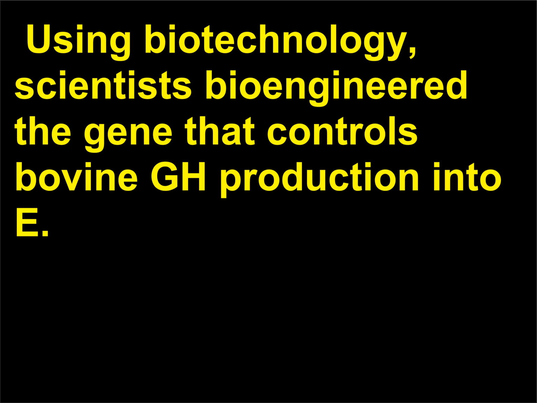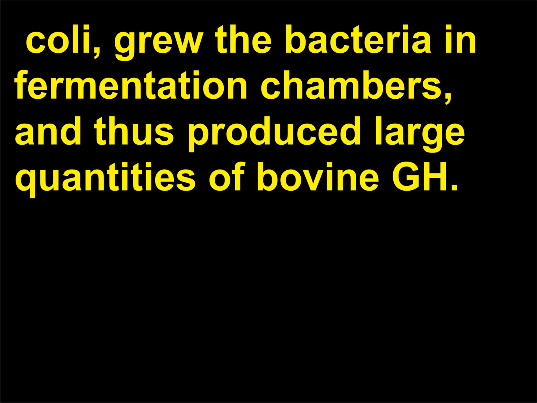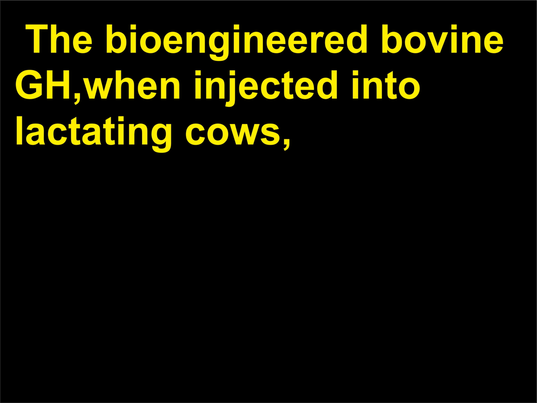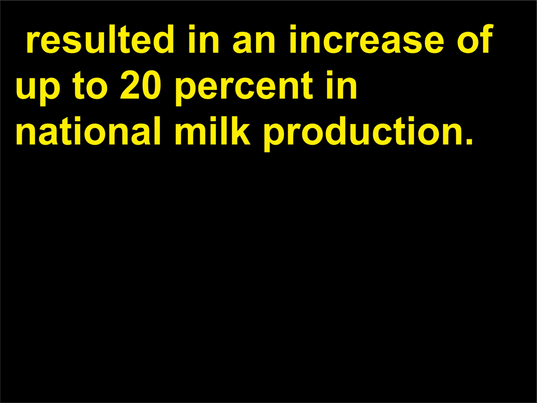Using biotechnology, scientists bioengineered the gene that controls bovine GH production into E. coli, grew the bacteria in fermentation chambers, and thus produced large quantities of bovine GH. The bioengineered bovine GH, when injected into lactating cows, resulted in an increase of up to 20% in national milk production.